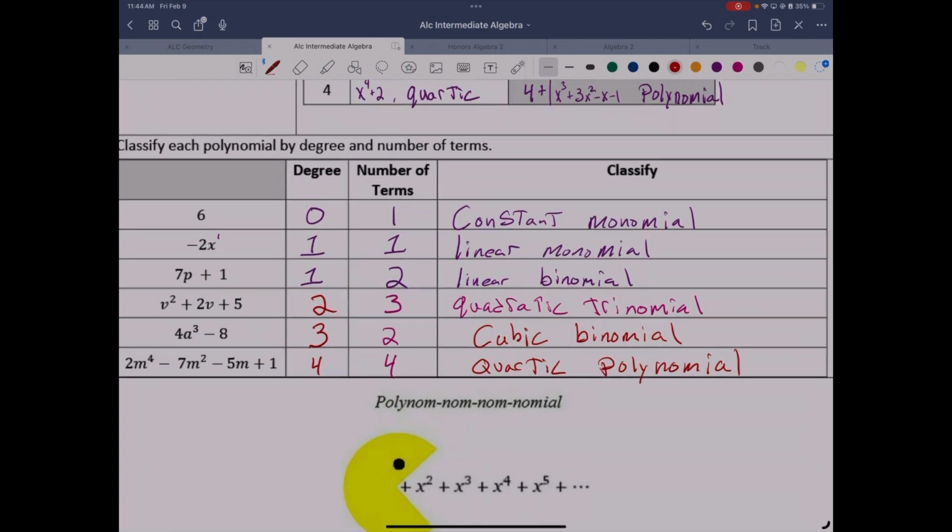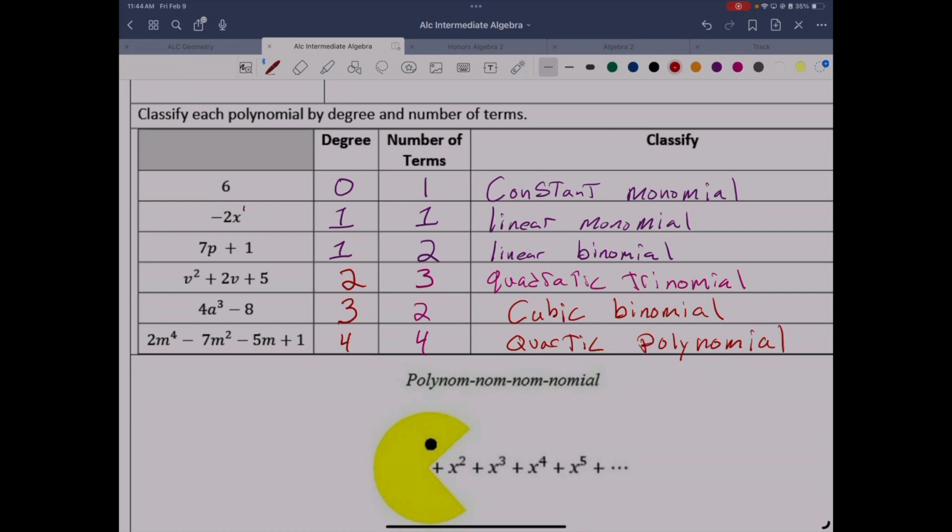So you can look up once you get those done, check those answers, see how you did. That makes sense? So we've got 4a to the third minus 8 is a cubic. I'm sorry, third degree is cubic. 2 terms is binomial, so cubic binomial. 4 and 4, quartic polynomial. So that's the only part of the assignment that I'm going to want you to do today.